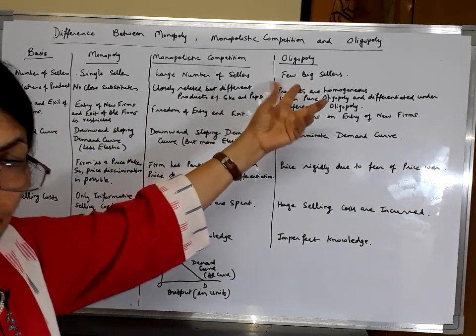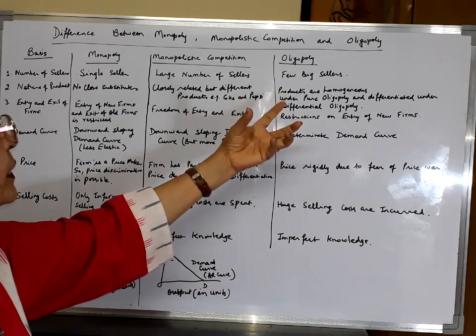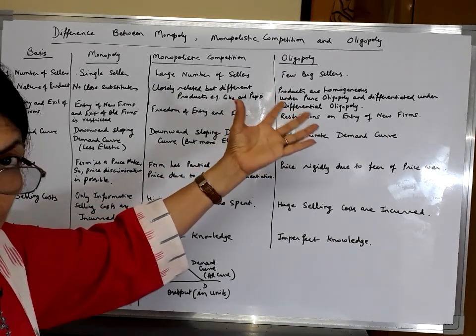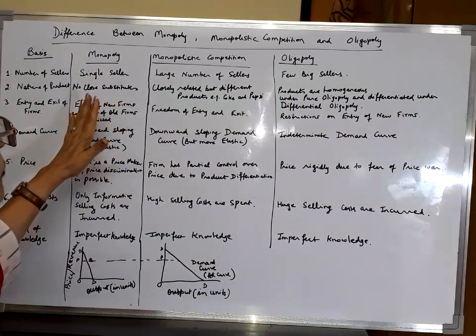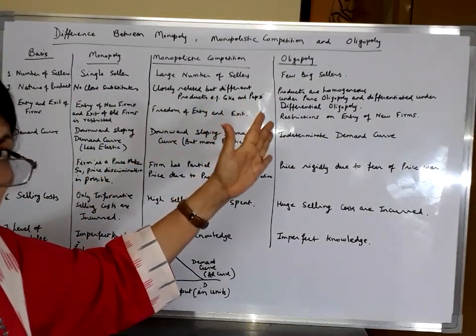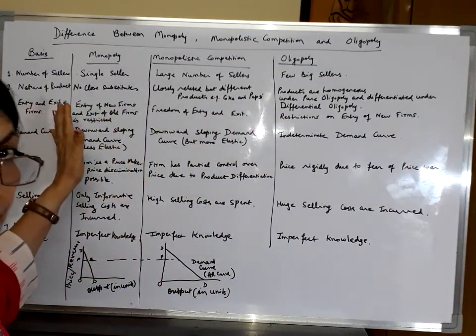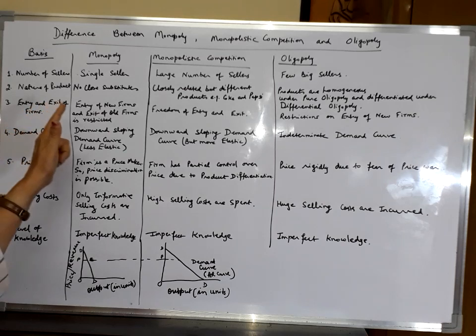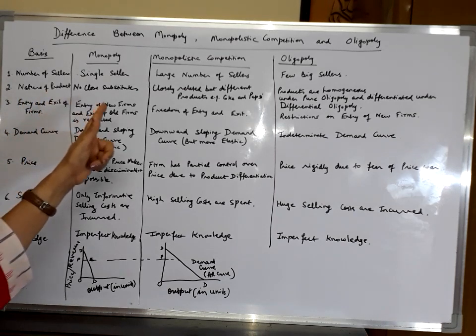Oligopoly, here there are few but very big sellers. So there is some kind of an agreement that is easily made gradually over a period of time, and they can all decide regarding their share of the market with respect to price and quantity that they will supply in different regions. Next one is nature of the product.